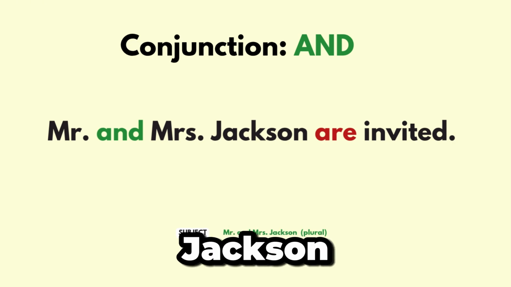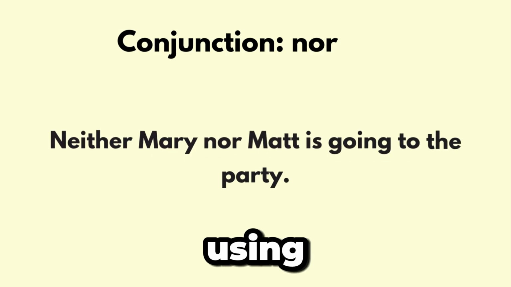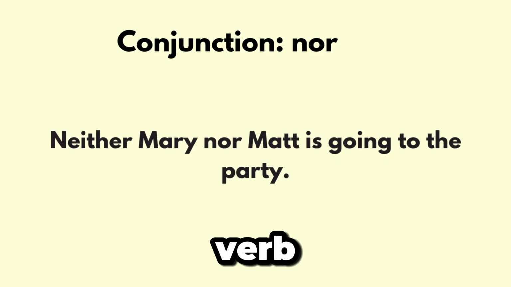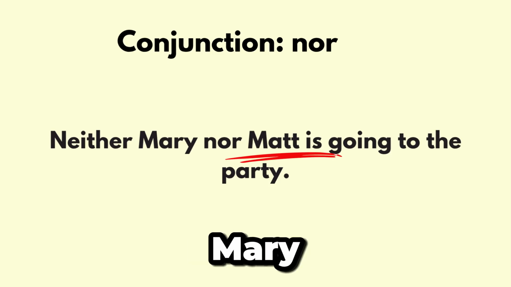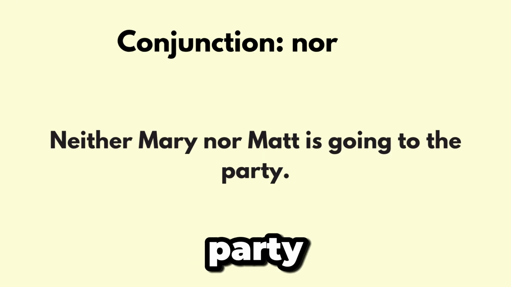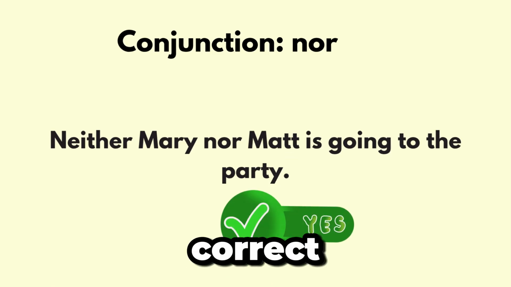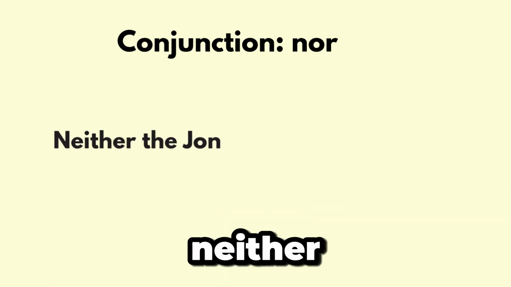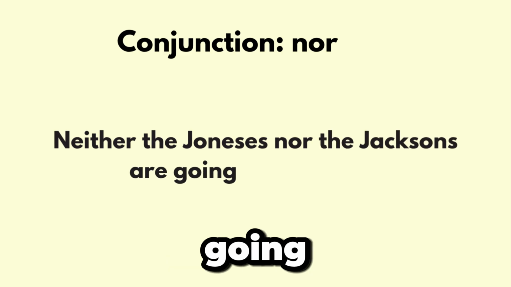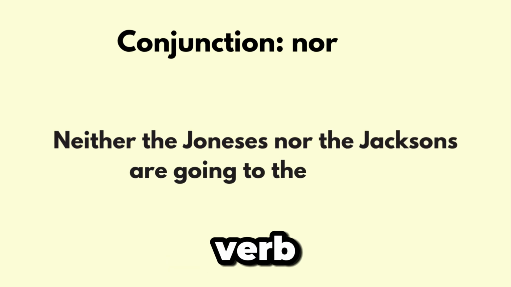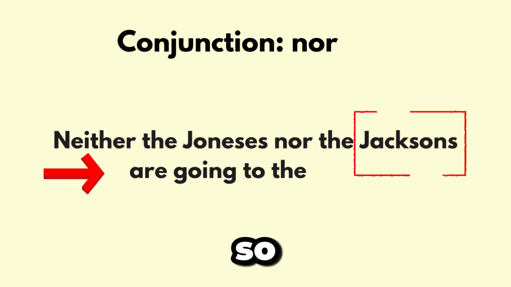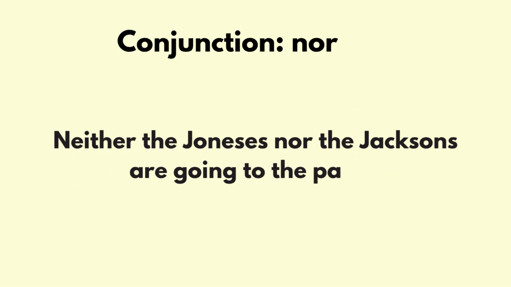But when you're using nor or or, the verb takes the form of the subject that is closest to it. Neither Mary nor Matt is going to the party. The subject closest to the verb is Matt, which is singular, so we use the verb is. This is a correct sentence. Another example, neither the Joneses nor the Jacksons are going to the party. Are is the verb and the Jacksons is plural, so are here is a good subject-verb agreement.